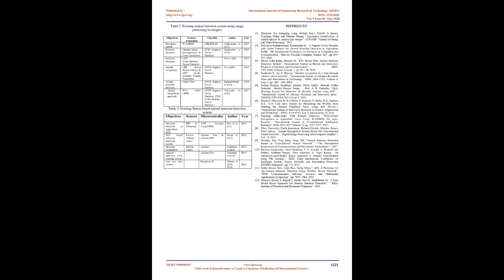Intrusion recognition: motion sensor, Arduino, Sunthoshi et al. 2018, 4. Animal intrusion early warning system: Arduino Uno, Sambaji et al. 2019, 5. Low-cost alert system: Raspberry Pi, Sheila et al. 2016, 6.